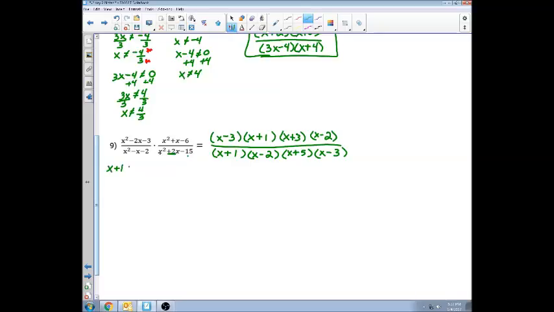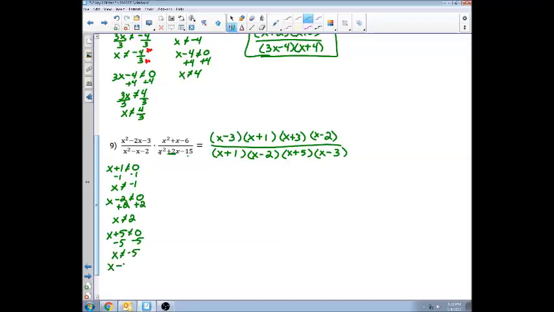Before I go any further, now that I have everything all the way factored, I'm going to go ahead and find my restrictions. So if I subtract 1 from both sides, x cannot equal negative 1. I have x minus 2 cannot equal 0. So add 2 to both sides. X cannot equal positive 2. Then I have x plus 5 cannot equal 0. Subtract 5 from both sides. X cannot equal negative 5.